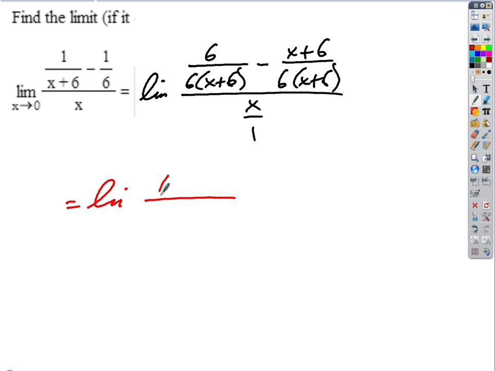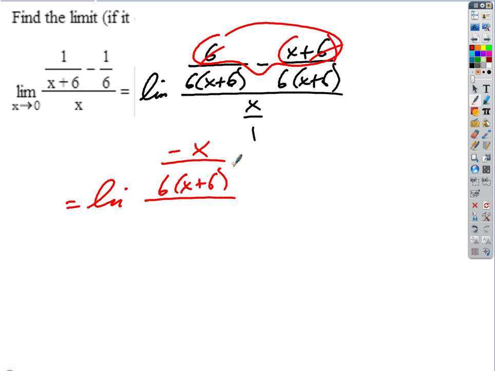On the top, I've got my common denominator of 6 times the quantity x plus 6. I'm just doing that, right? So what's that simplify to? 6 minus the quantity x plus 6. And if I go ahead and simplify that, what's it turn out to be? Negative x. If I distribute that negative sign, the 6's will cancel. So I'm going to get a negative x over my common denominator, right? On the bottom, I get an x over 1.